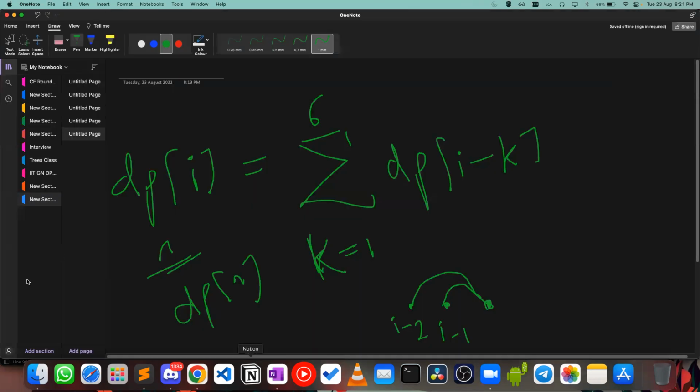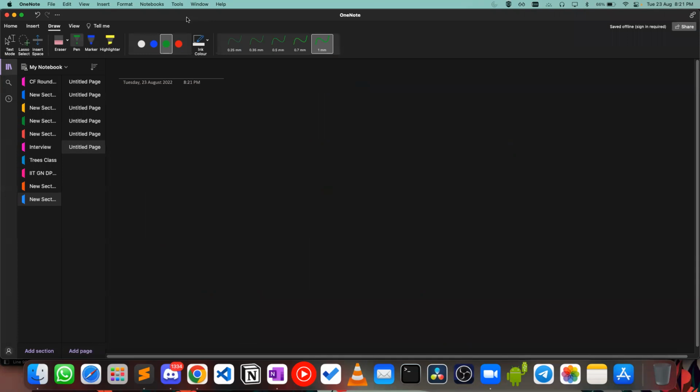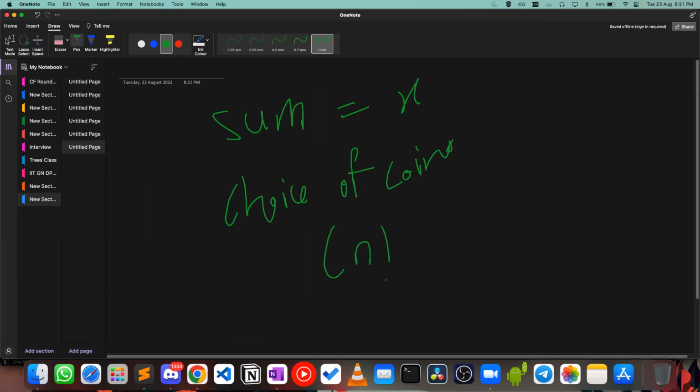Okay, so let's talk about it. Okay, think about a state now. What do you guys think would be a good enough state? Like we have to, basically, construct a sum of x, and we have choices of coins. There are n choices available in terms of coins. Think of a state here.